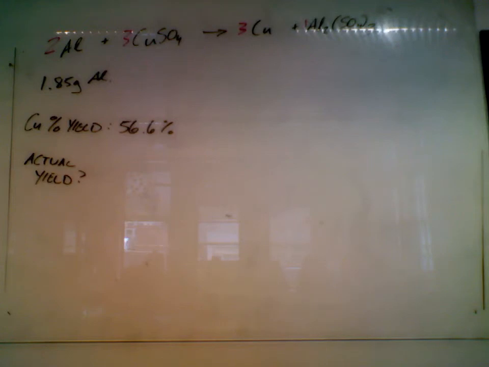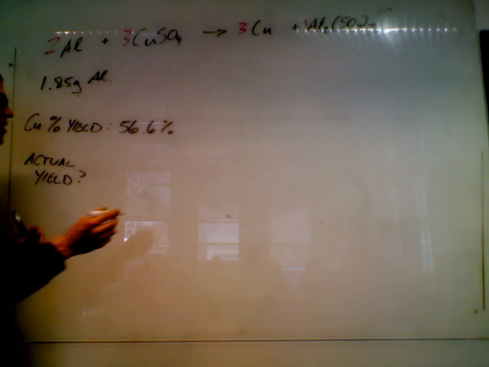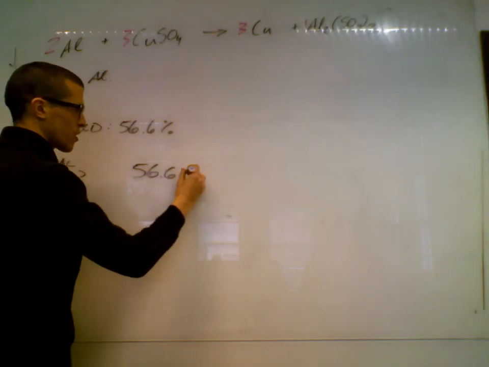So what's the overall strategy? What are we going to try to find, and then what are we going to do with that? Yeah. We have to use the amount of aluminum to find the theoretical yield of copper, and then you have to put the actual as X. Over the theoretical yield equals 56.6. That's perfect. Well done.